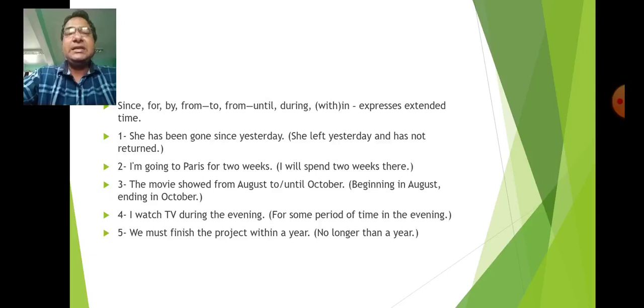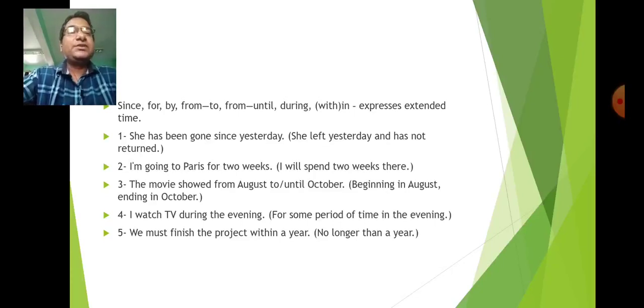Some other examples are since, for, by, from, to, until, during, with, in. These prepositions express extended time. How are we going to use them? The two most common prepositions are since and for. They are also introduced in tenses, whenever you study all forms of perfect continuous tenses, because these two words are especially explained there. For definite time we use since, and for indefinite time we use for. The same thing is used here, and we use it in our daily life.